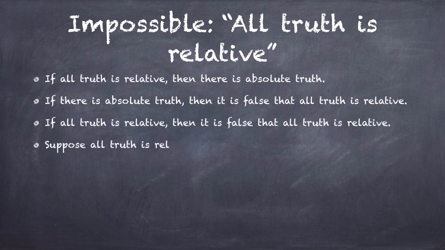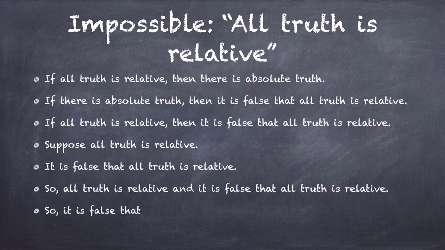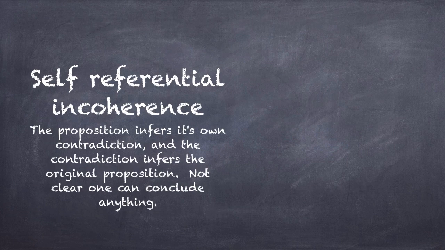We assume all truth is relative for the sake of argument. We infer its denial. We infer the contradiction. So by reductio, we infer that it's false that all truth is relative. A variant of this is the self-referential incoherence.